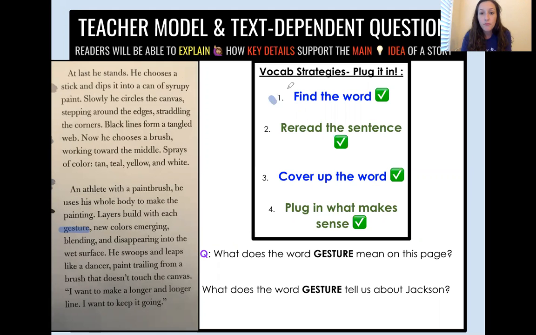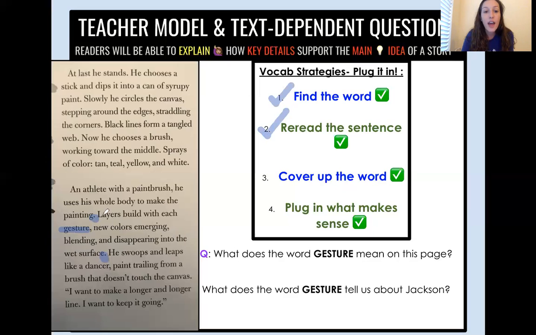Step 2 says that I need to go back and reread the sentence. So I need to read the sentence again. If I know that the word gesture is here, I'm going to look at the period that comes before it and the period that comes after it. So I know where that sentence is that I need to reread. The sentence starts here with the word layers and ends with the word surface. While I read the sentence again, think about the word gesture and why it's important in this sentence. What does the word gesture mean in this sentence? Layers build with each gesture. New colors emerging, blending, and disappearing into the wet surface.